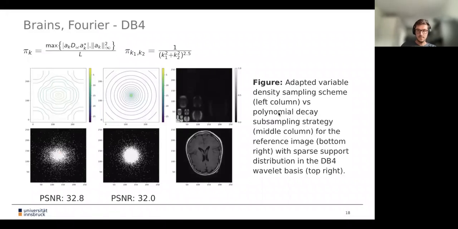What we can see is that we outperform the heuristically inspired subsampling strategy. This doesn't come as a surprise. We assume we have far more knowledge of the data, so we know the data has some structure. And what we can see here is that our subsampling density adapts to the underlying structure of the data.